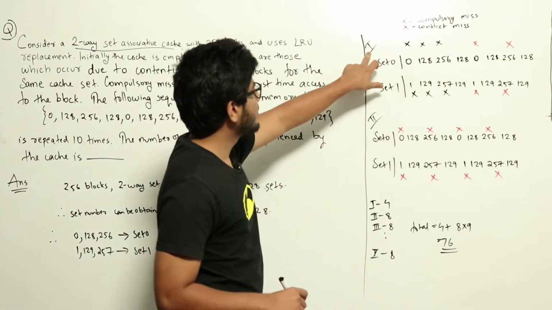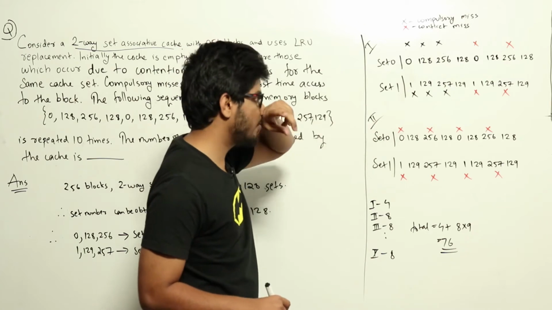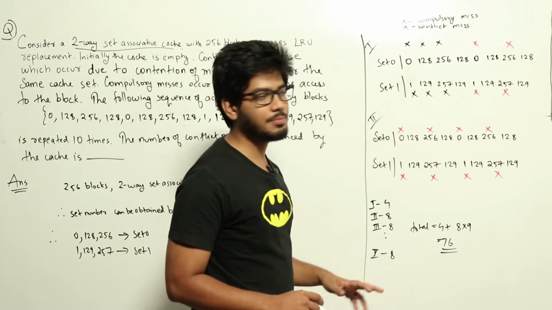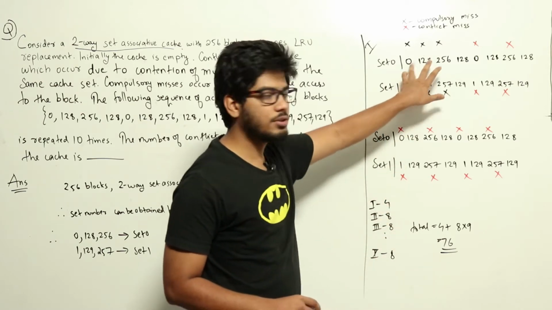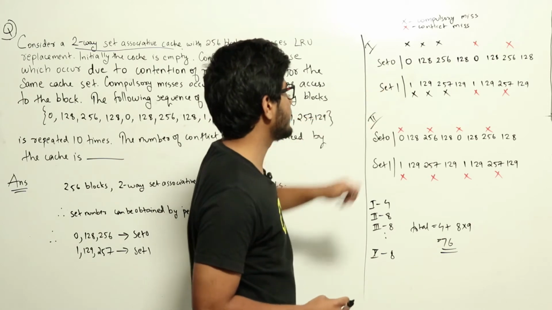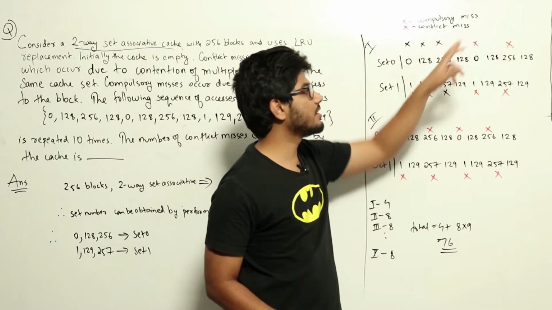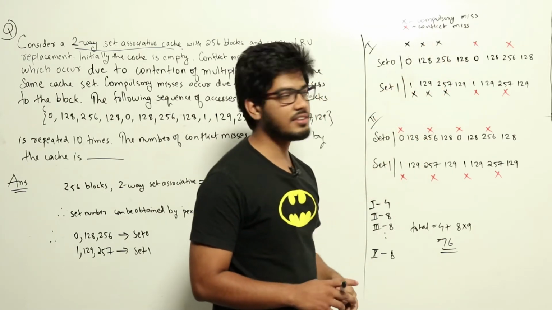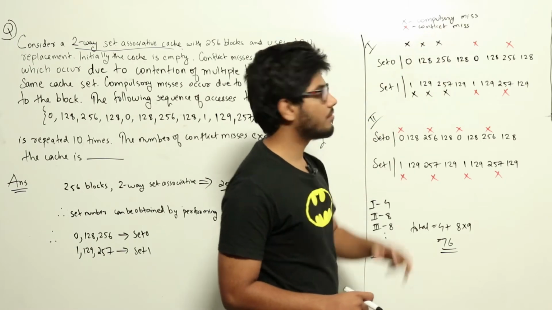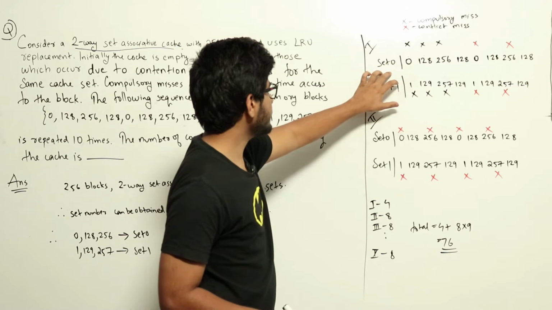So this is the first iteration. Let us say this is set 0 and this is set 1 in the cache. It is a two-way set associative cache, meaning at any time there can be two blocks available in set 0 and set 1. And a black cross I am writing to denote compulsory misses, and a red cross I am writing to denote conflict misses.